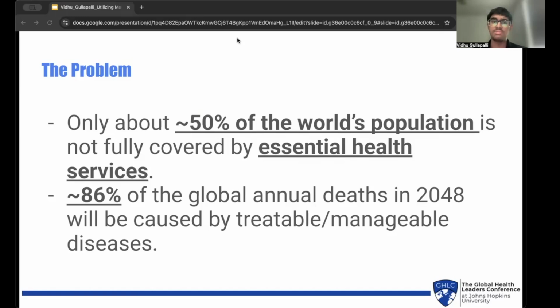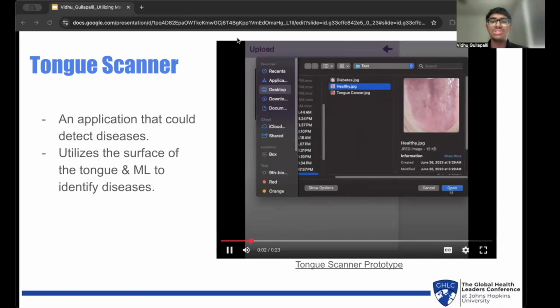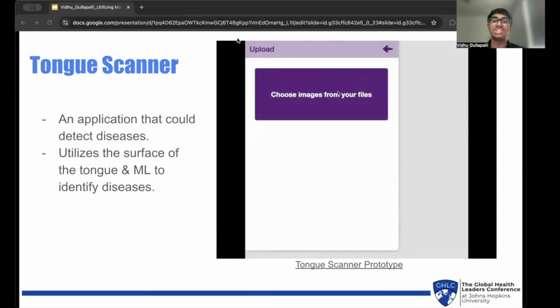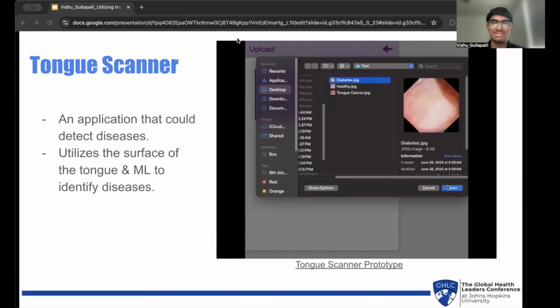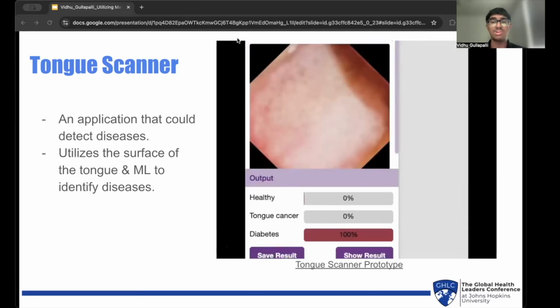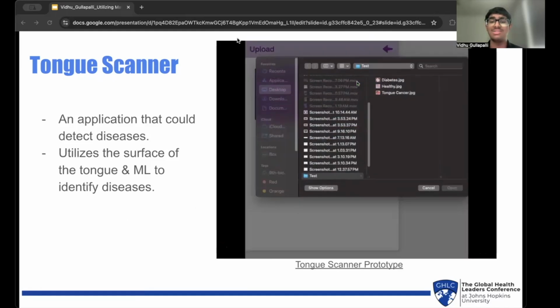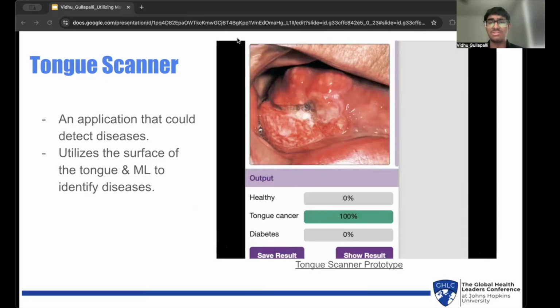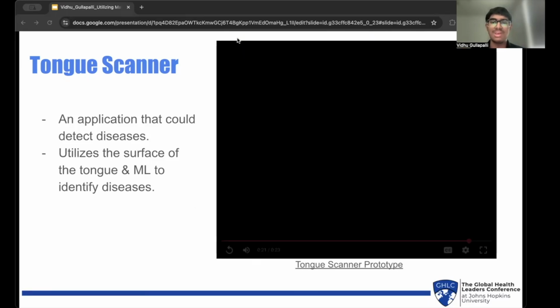To mitigate this problem, let me show you Tongue Scanner. This is an application that leverages machine learning to analyze images of the tongue surface, enabling detection of diseases such as type 2 diabetes and certain kinds of cancers. By identifying subtle changes in the tongue's appearance, this tool aims to provide accessible diagnosis of diseases present in the body. Essentially, as seen in the demonstration on the right, the user inputs an image of their tongue and gets a prediction. Right now, the prototype can identify 2 diseases, but I plan on adding many more.